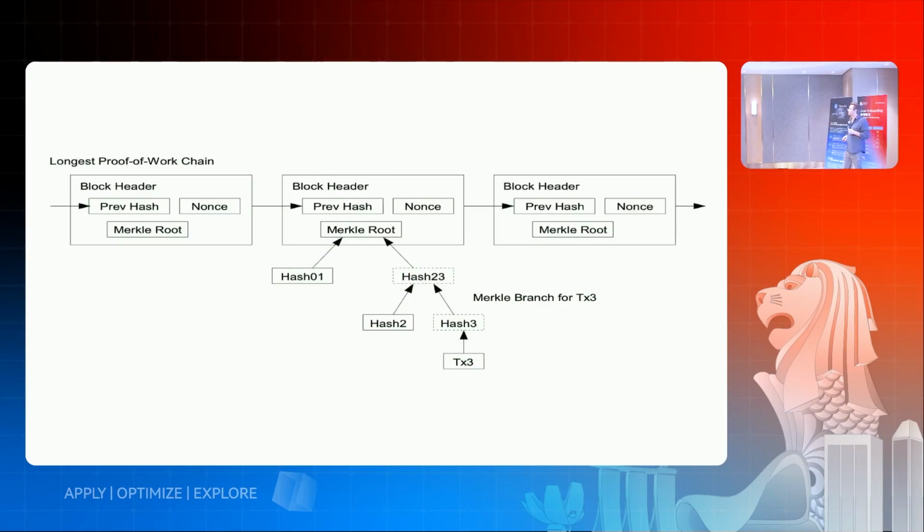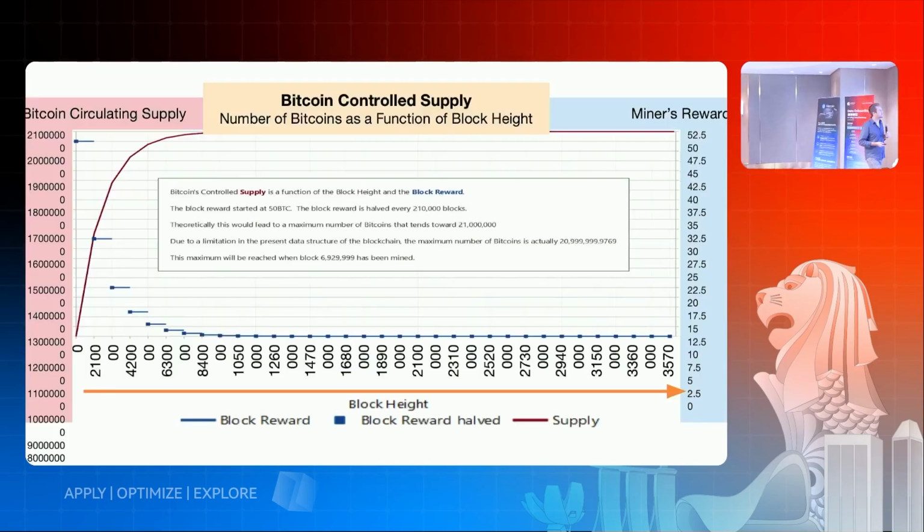That's very important because the miners are actually checking to make sure before they add transactions to a block that these transactions have not been previously spent. And this is how Bitcoin solves the double spend problem.